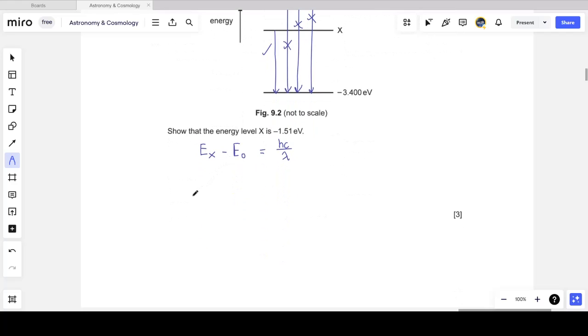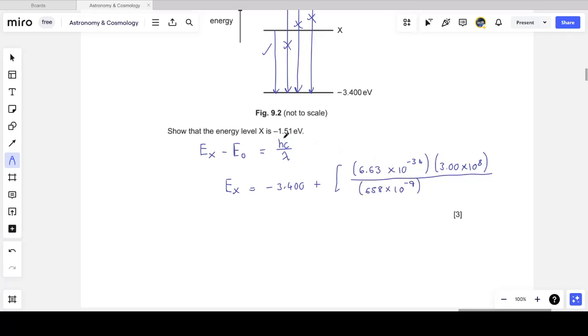And so EX minus E naught can be rearranged, and I can find the energy of level X, which is minus 3.4, keeping my values as negative, plus the value of h, which is 6.63 times 10 to the minus 34, times c, which is 3 times 10 to the power 8, divided by the wavelength, 658 times 10 to the minus 9.